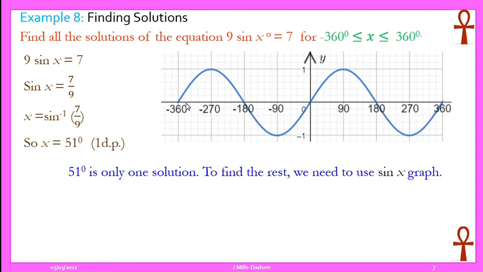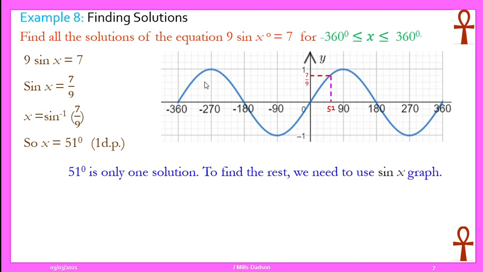In case you're not sure how I got this, just remember how you do the sine graph from 0 to 360. This is how it looks. Follow the same pattern and you get it. Now I've got my graph. First, locate 51 degrees. That's 51 degrees. As you can see, that is my 7 over 9. So this is my 51 degrees.